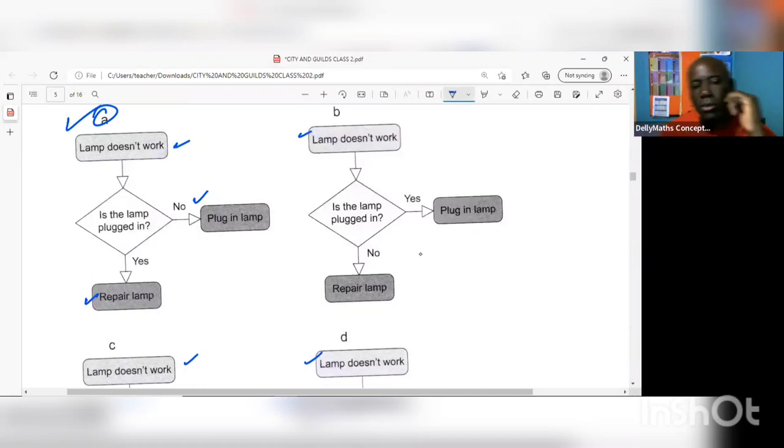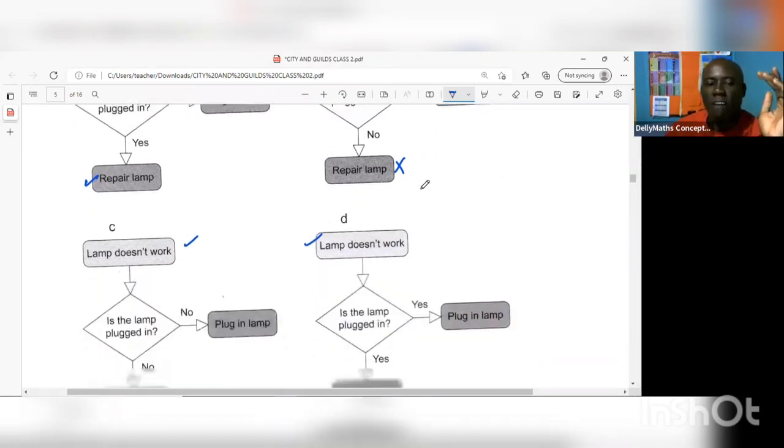But I'm just going to quickly look at the others. A is correct already. Lamp does not work. Is the lamp plugged in? No. So if you say no, it's not plugged in, you can't go to the repair shop yet because you need to plug it in. And if yes, if the lamp is plugged in, you don't need to plug in the lamp again because it's plugged in. So you can say that B is off.